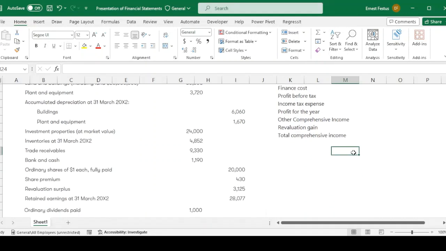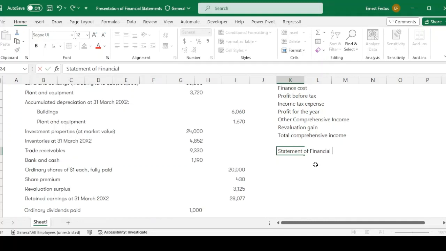All right, so we continue to the statement of financial position, and then we are going to draw up the pro forma statement of financial position. So we have our statement of financial position as at 31st March 2023. I'm putting and aligning this.